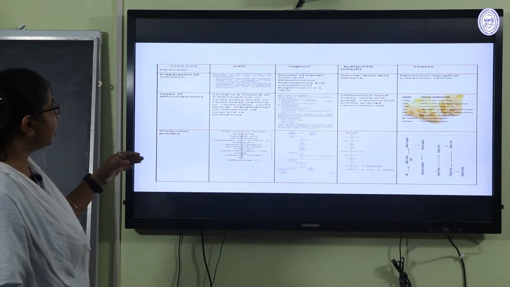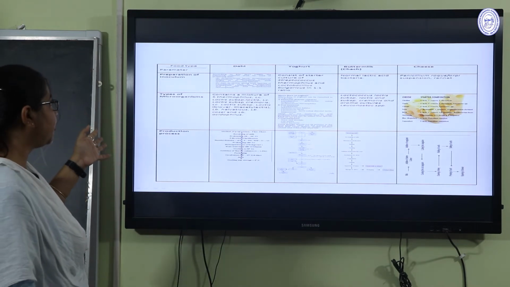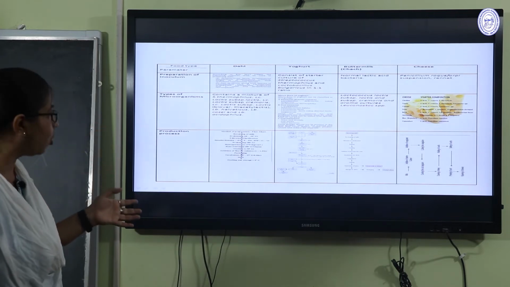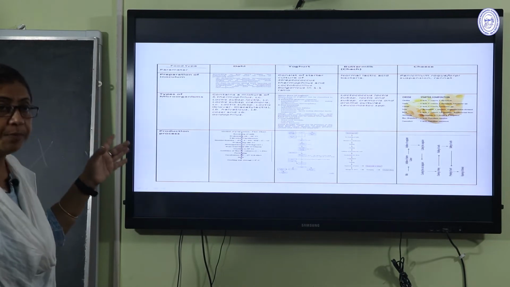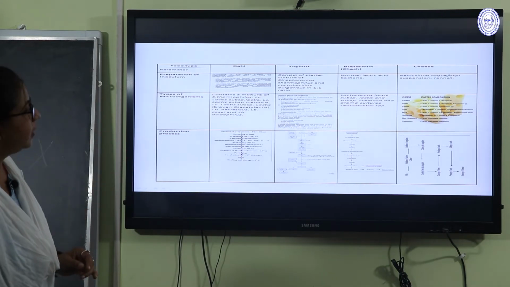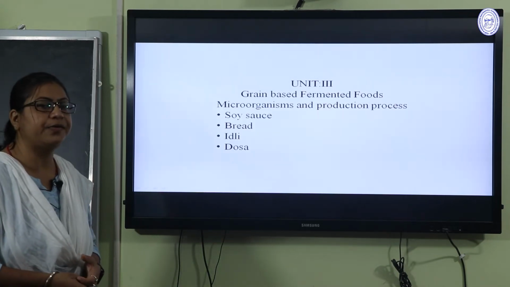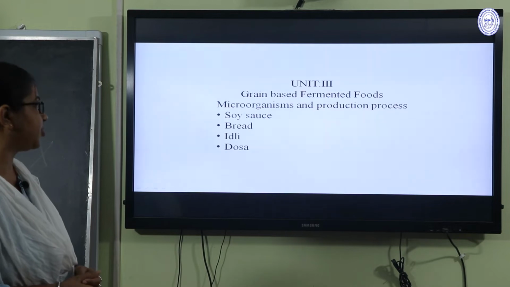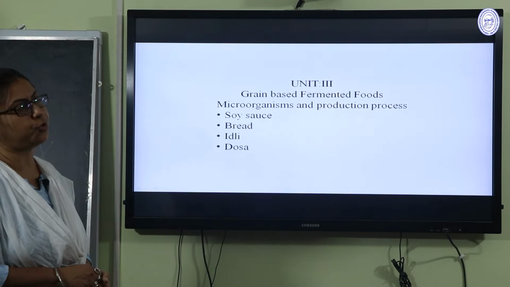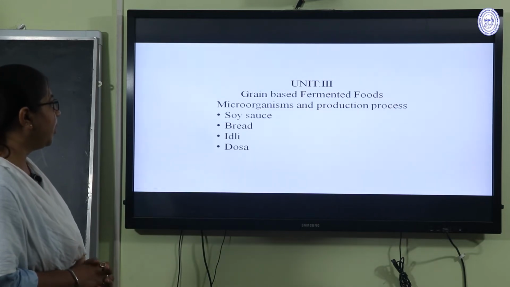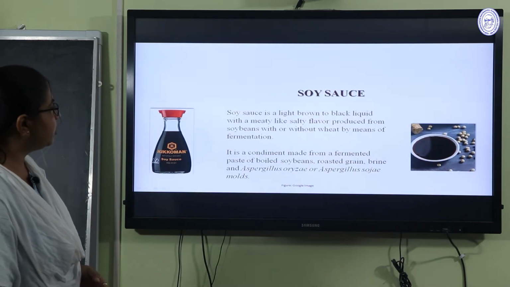So this is a nutshell of which foods are prepared, how the inoculum is prepared, the types of microorganisms, and how the production process favors these dairy-based fermented food products. Next, I am going to teach you Unit 3, the grain-based fermented food products, where we will deal with the microorganisms and the production process of soy sauce, bread, idli, and dosa. So first of all, we will deal with soy sauce.